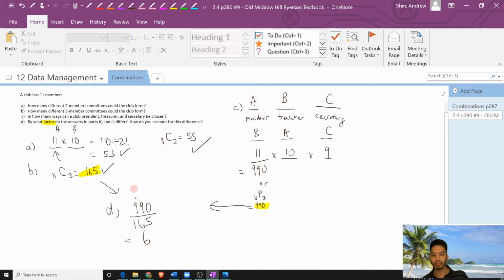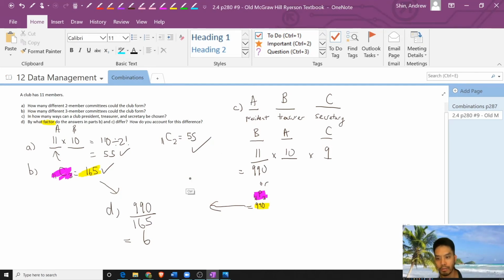Okay, so what is it? They're asking, how do you account for this difference? What does this 6 actually mean? What this means is that we're comparing 11 choose 3 versus 11 permute 3. So what's the difference between a permutation and a combination? That is really the only difference they're asking for here, because we have the exact same number of people, 11 and 11, and in this case we're choosing 3, and in this case we're permuting 3. So the numbers are the same, it's just the concept that's different.